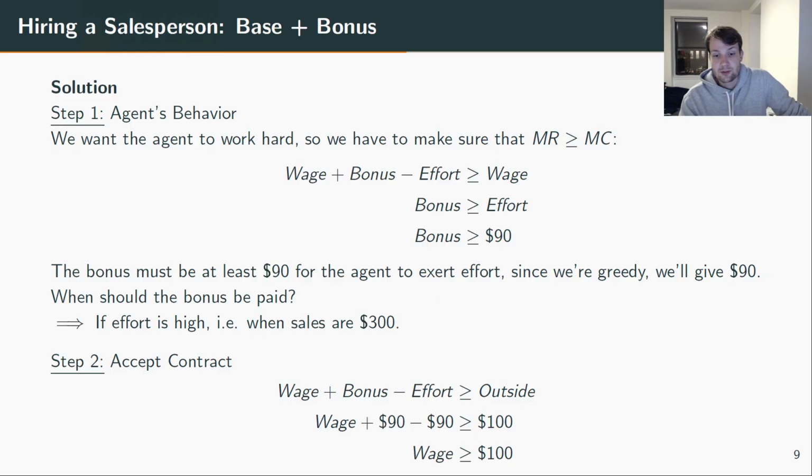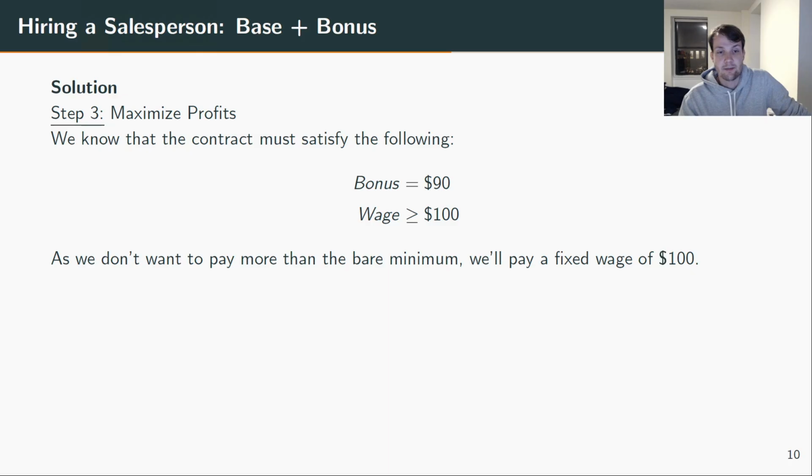Now we have to make sure that the contract is being accepted. So again, wage plus bonus minus effort must be greater than the outside option. If we rearrange, we get the exact same condition, namely that the wage must be at least $100. This is basically just equivalent to the outside option since we're forcing the bonus to be exactly offsetting the effort cost. Again, since we're maximizing the profits to the principal, we're going to make this bind. So we're going to pay the lowest possible wage, which is $100.